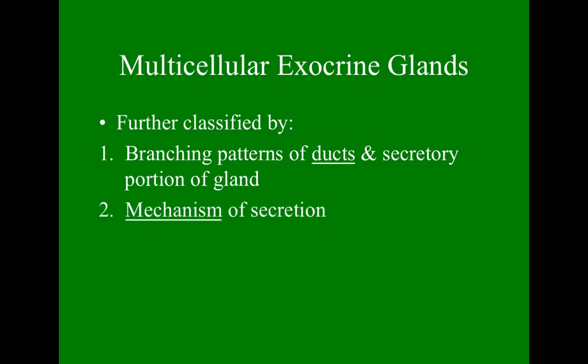The second way is the mechanism of secretion, in other words, how the exocrine gland actually releases the product that is being made. And the third is the type of secretion. Now, based on this classification, we are going to spend our time looking at the mechanism of secretion and how they can be different. That's probably the easiest one of the three to look at.